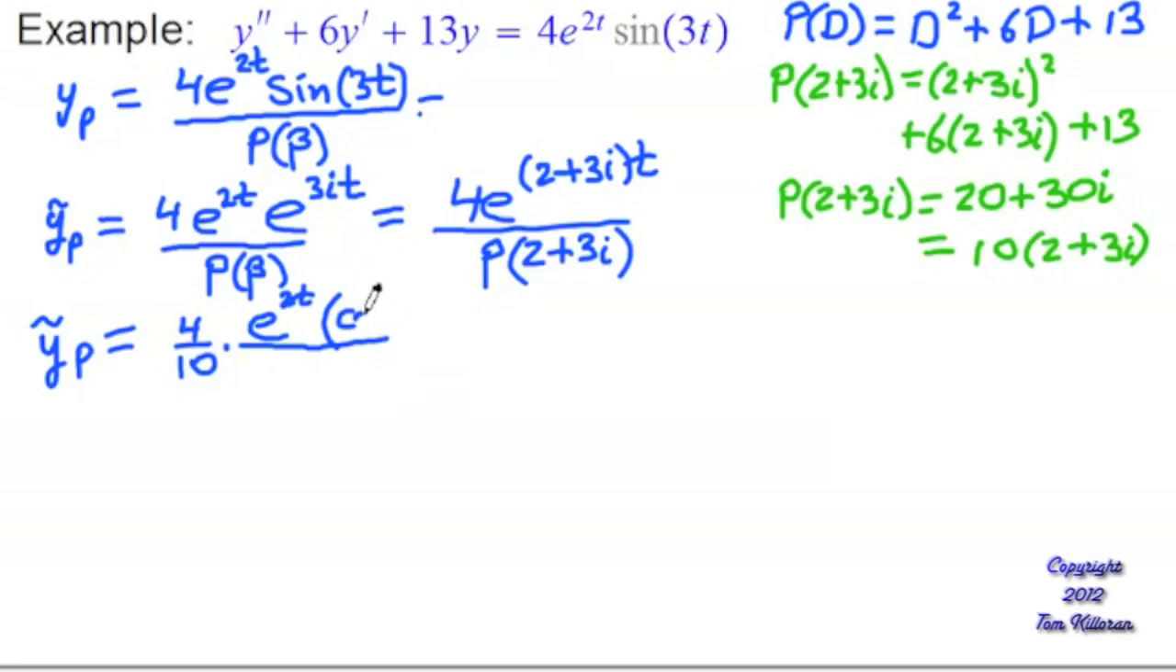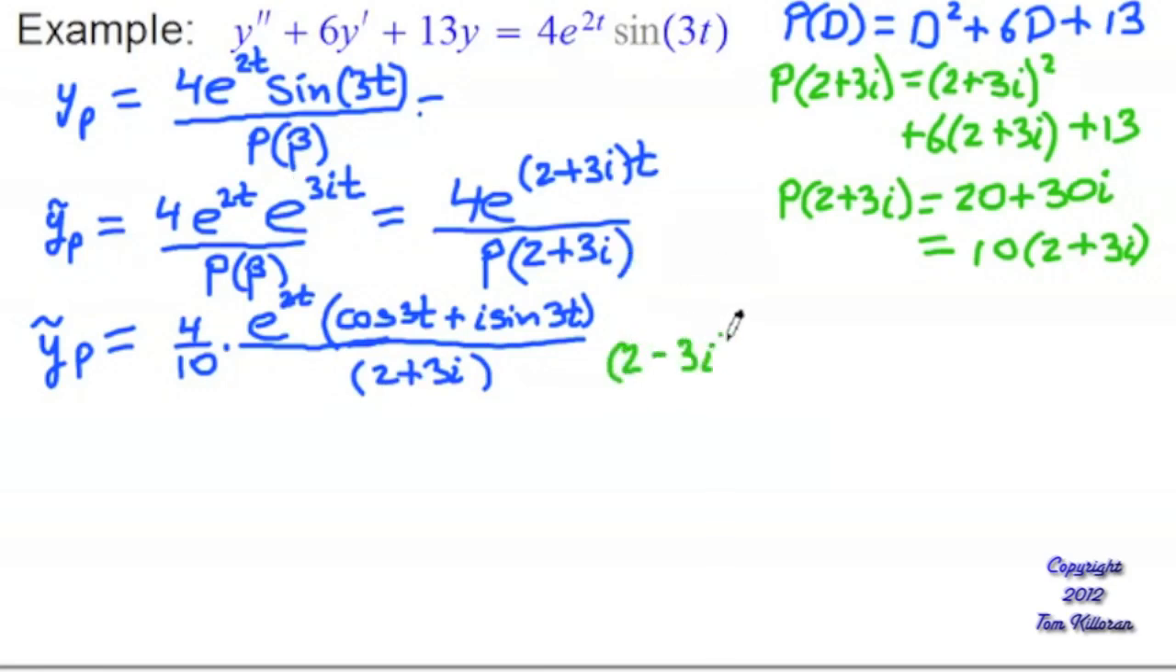And left behind is going to be this cosine of 3t plus i sine of 3t. And in the bottom, we're going to have that 2 plus 3i. I need to multiply this to get rid of the complex number in the denominator, so I'm going to multiply top and bottom by its conjugate. And the part I'm looking for is going to be the imaginary part because we started with the sine function. So I want the things with the i in it. That's the part of the answer I'm going to look for.